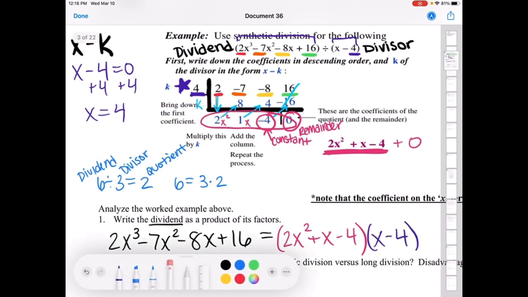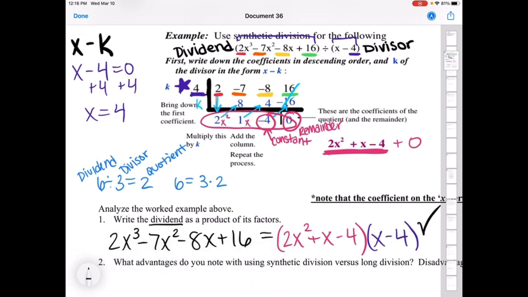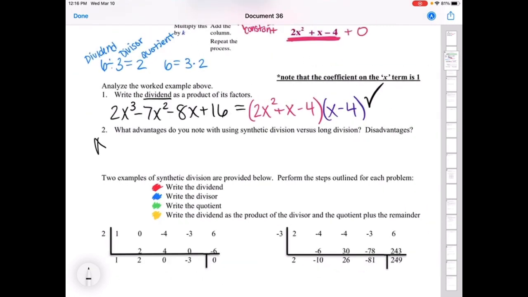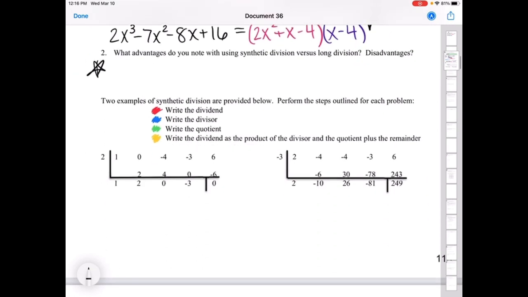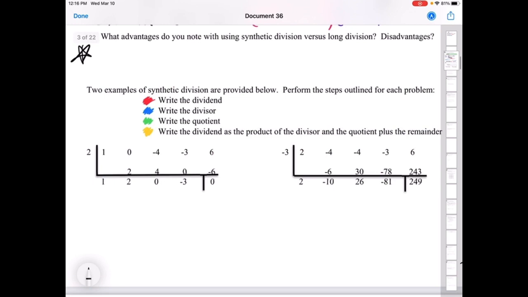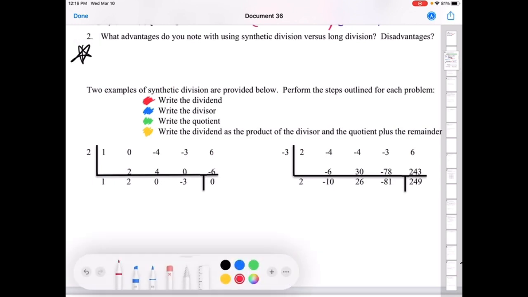If you distribute and solve, you're going to see that this does hold true. I'm going to let you come up with your own advantages and disadvantages. I'm going to skip down to these two examples of synthetic division here, and it's asking us to write our dividend for each one.